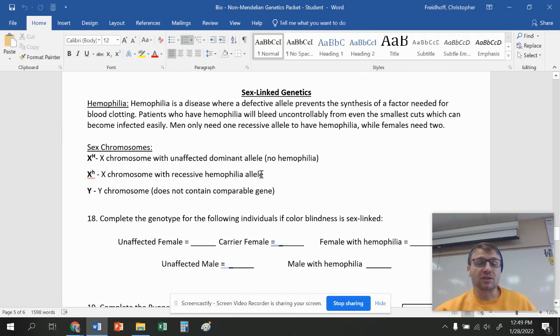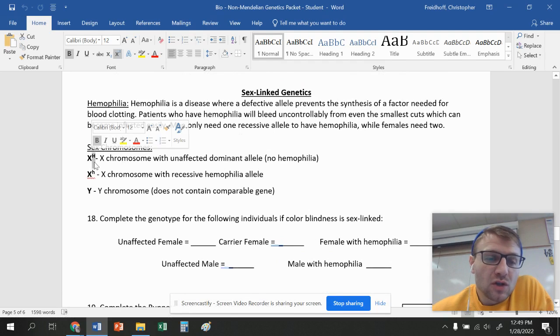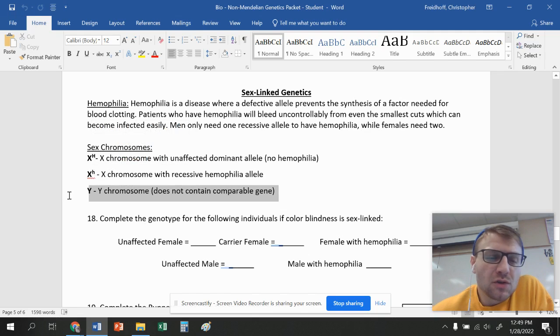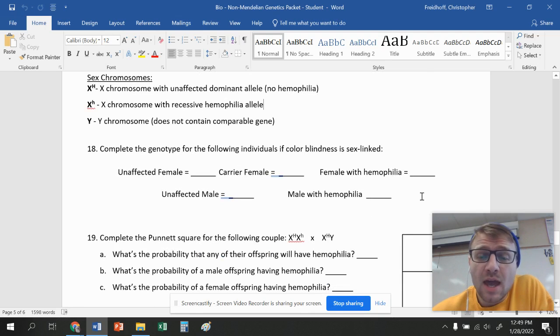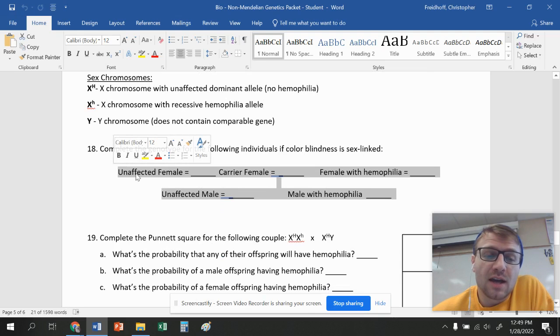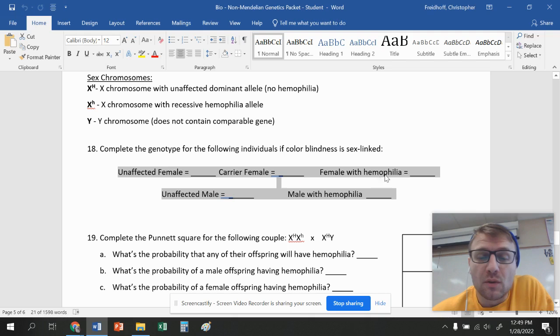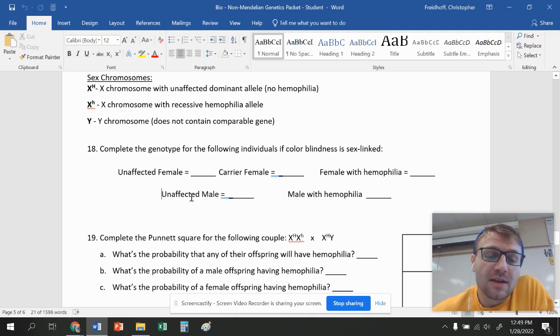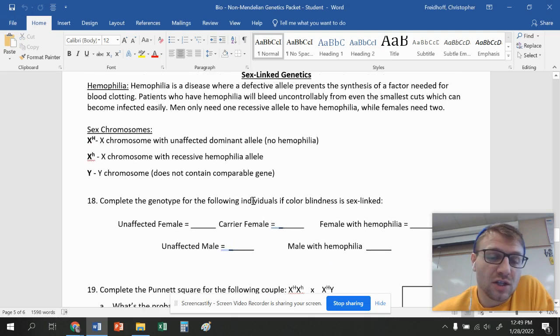Sex-linked genetics. These work on the X and the Y chromosome, and all we have to do is show whether it's a dominant or recessive trait on that X chromosome. Remember, males usually inherit these types of disorders or genes more often because we only have one copy. So if we get one, we have it. It asks you to write down what the unaffected versus the carrier versus a female with hemophilia, and then an unaffected and affected male with hemophilia. Hemophilia is a sex-linked gene disorder.